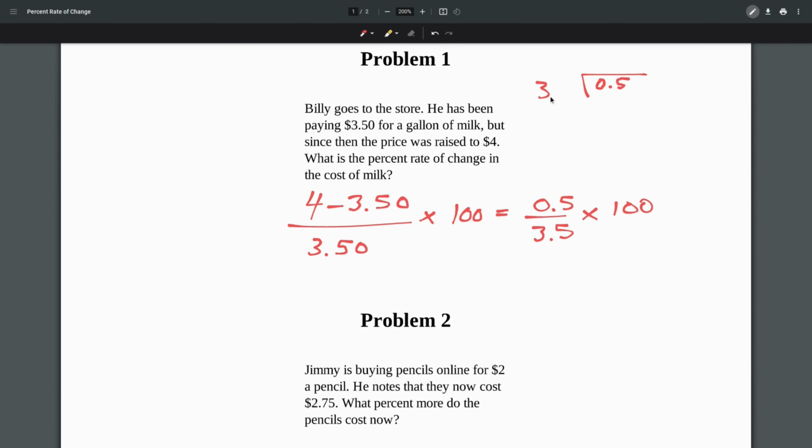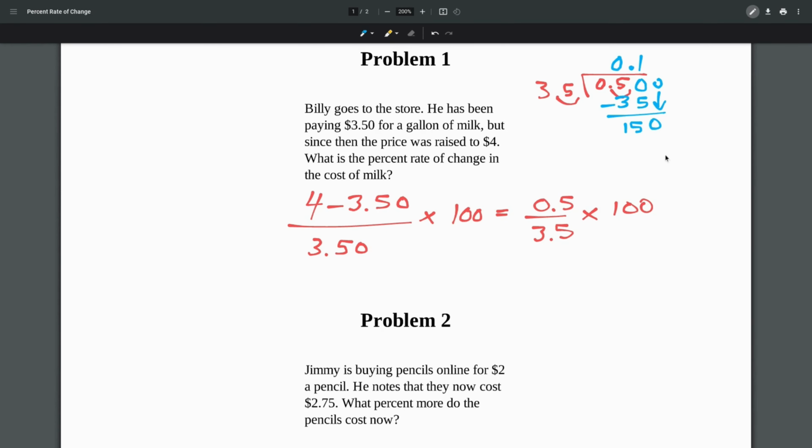So we got 3.5 here. First thing we're going to do is move the decimal point over. So our decimal point will be right here now. I'm going to add a 0 because 35 doesn't go into 5, so we'll just put a 0 here. And then we add a 0. 35 goes into 50 once. 1 times 35 is 35. 50 minus 35 is 15. We'll bring down another 0.